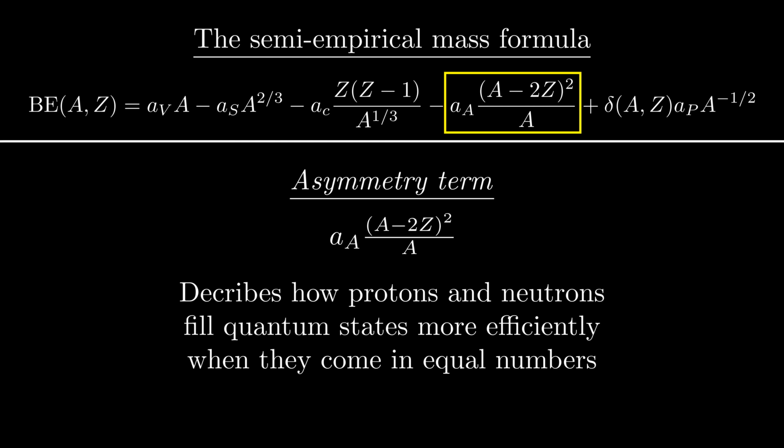Note that A minus 2Z is equal to the number of neutrons minus the number of protons, so the numerator is just the square of the imbalance between the two. The effect of asymmetry is more pronounced in smaller nuclei than in larger nuclei, so we divide by the mass number. The magnitude of A sub A is 23.2 MeV.